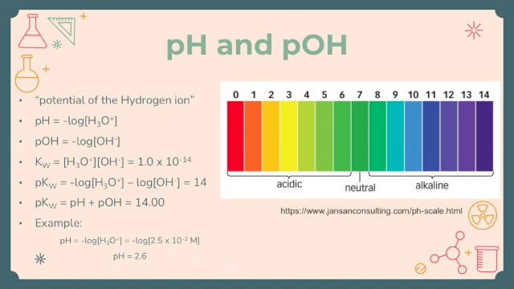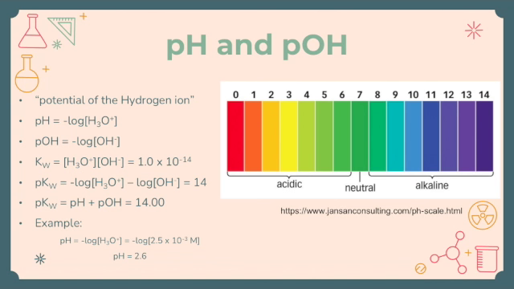Looking at the diagram of the pH scale here, acidic solutions have a pH between 0 and 6, neutral solutions have a pH of 7, and alkaline or basic solutions have a pH between 8 and 14. This number is determined by taking the negative logarithm of either the hydronium ion for pH or the hydroxide ion if you're looking for the pOH.